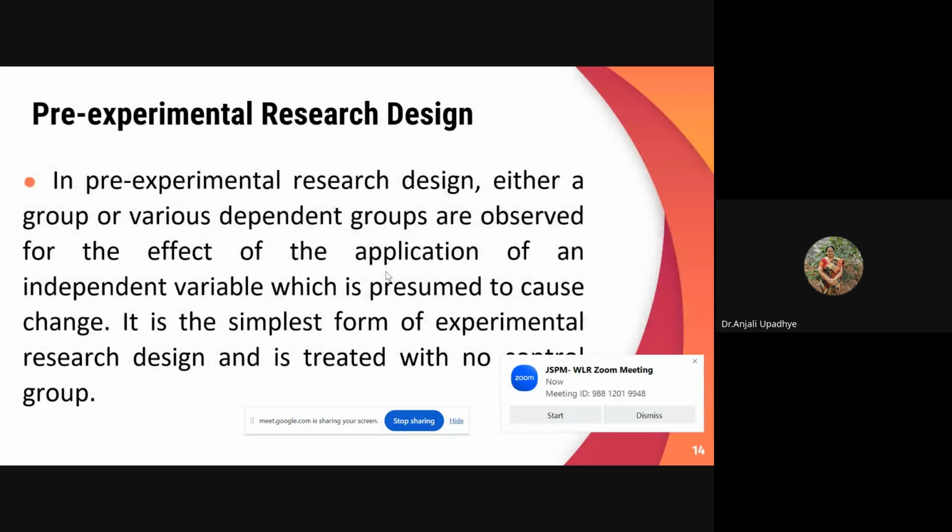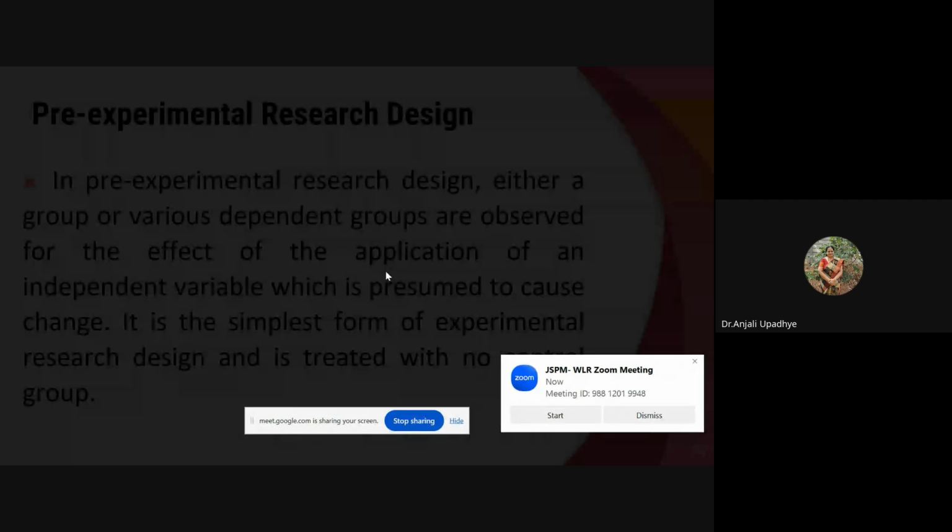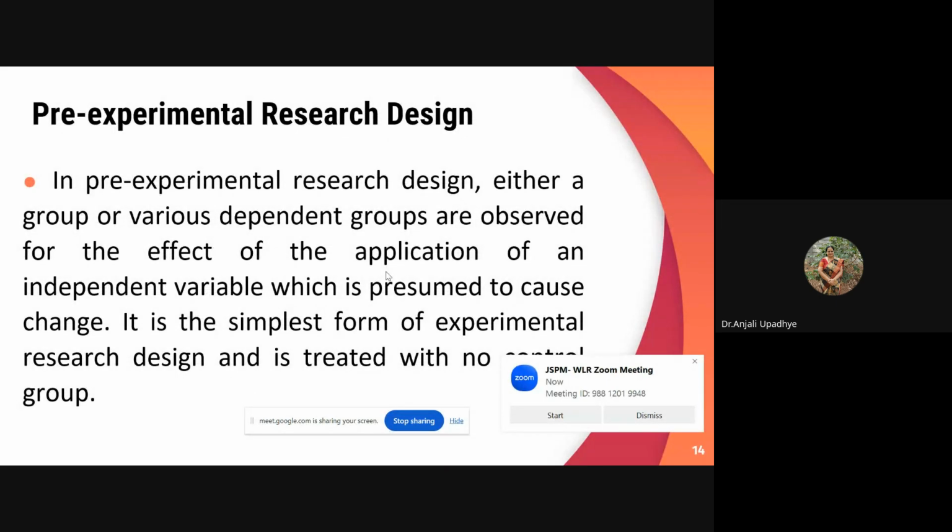Nowadays, it is very easy to draw such diagrams with the PLS-SEM method, using SmartPLS 4.0, but this diagram has been taken from a particular reference. It is not my diagram; it is taken from other references. So this is the way we can express the experimental design.